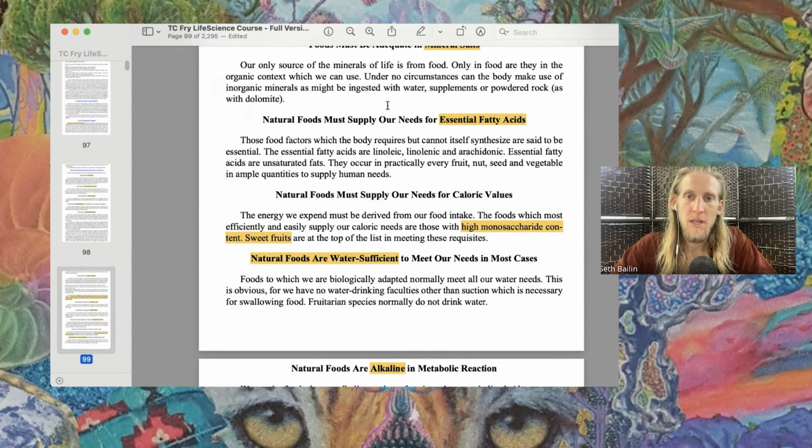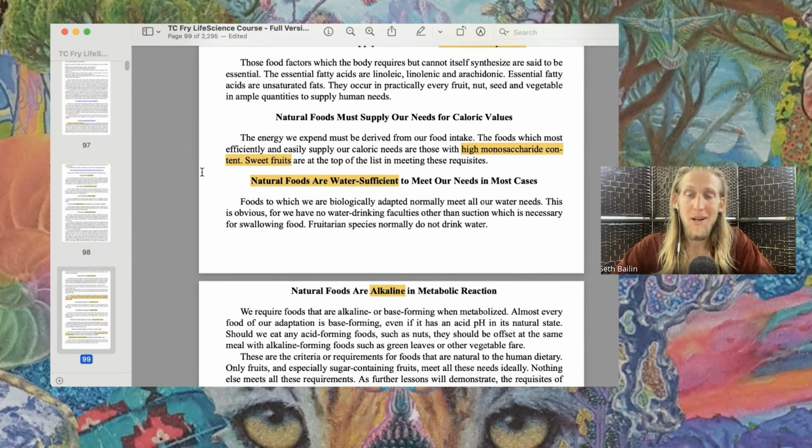Non-food minerals. Natural foods must supply our needs for essential fatty acids. Essential fatty acids are unsaturated fats. They occur in practically every fruit, nut, seed, and vegetable in ample quantities. Natural foods must supply our needs for caloric values. So we need calories. Those with high monosaccharide content, a lot of simple sugars really, sweet fruits are at the top of the list in meeting these requisites.